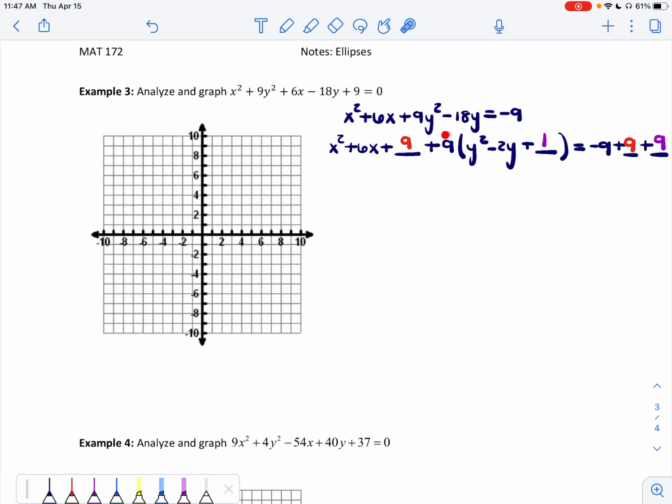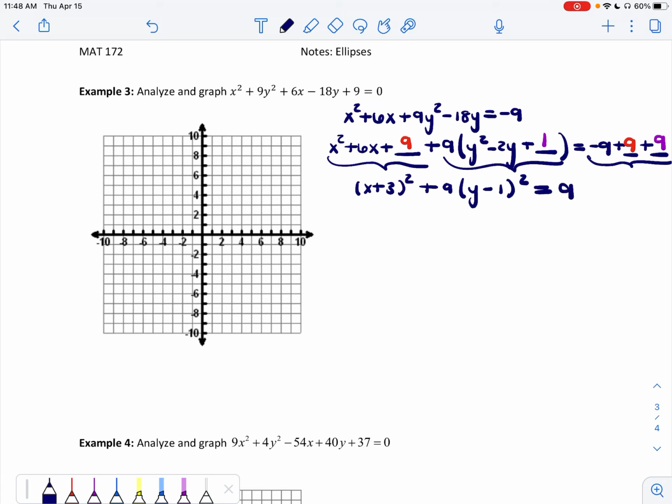So if you have to factor out a GCF before you complete the square, remember to multiply that GCF by whatever number you added on the left-hand side and add that to the right-hand side when you're balancing your equation. Okay, so then we're going to go ahead and simplify. So factor our x's and our y's. This is going to give us (x + 3) squared plus 9 times (y - 1) squared. And then negative 9 plus 9 plus 9 is going to equal 9.